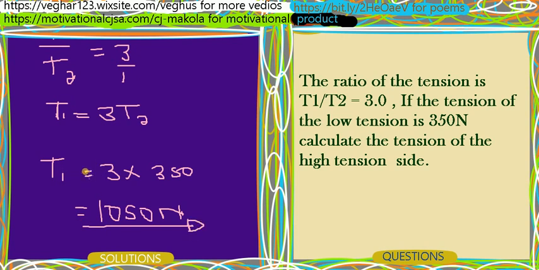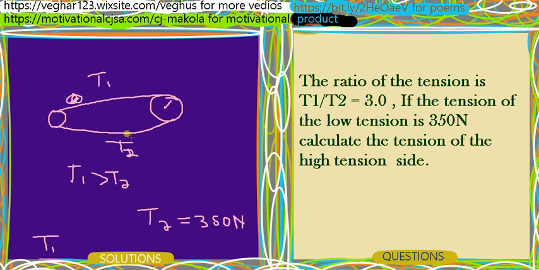So this is the force that will be acting on top and the bottom. On top it will be 1050 Newton, and the bottom one, because it's given, is 350. So if you have one of these, you can find the other.